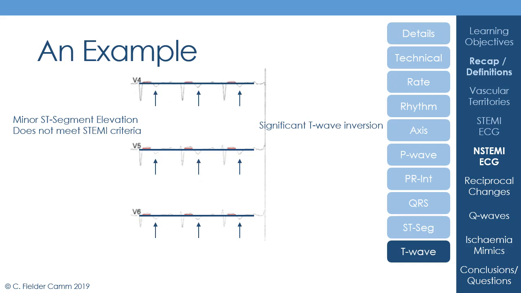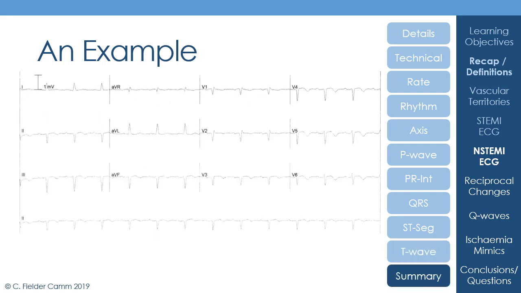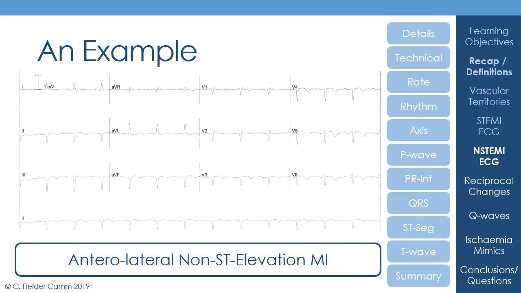So I think all in all, if we were to summarize this, this is a sinus rhythm ECG of somebody who shows features suggestive of quite significant previous myocardial infarctions with widespread Q waves and quite deep T-wave inversion suggestive of ongoing ischemic changes in keeping with an anterolateral non-ST segment elevation myocardial infarction.